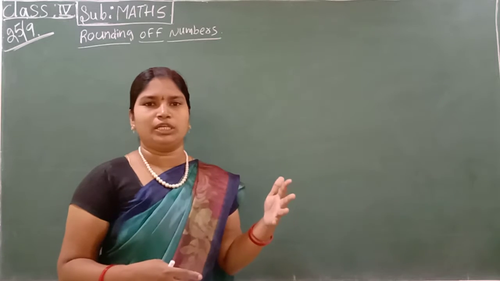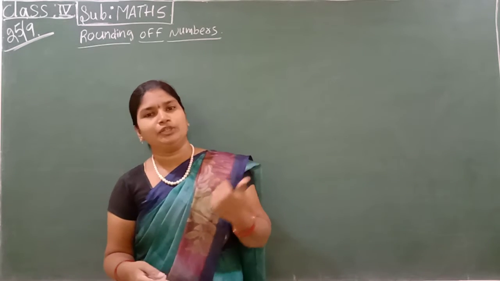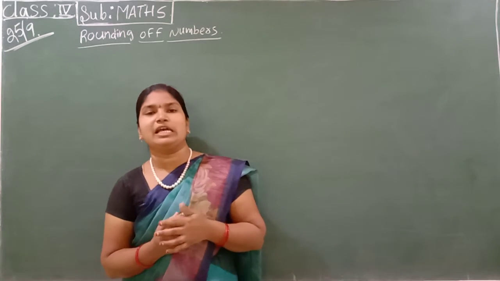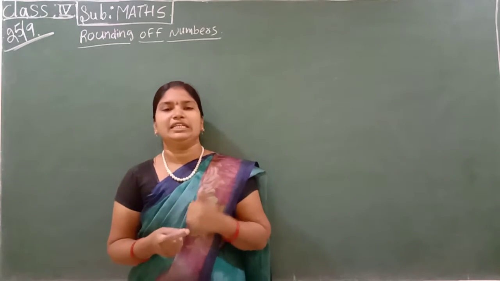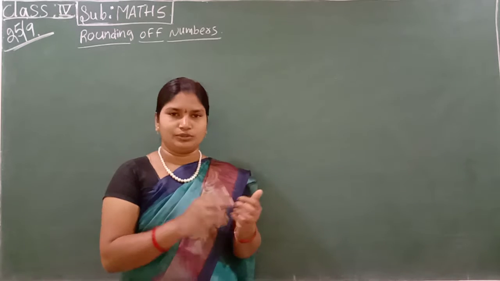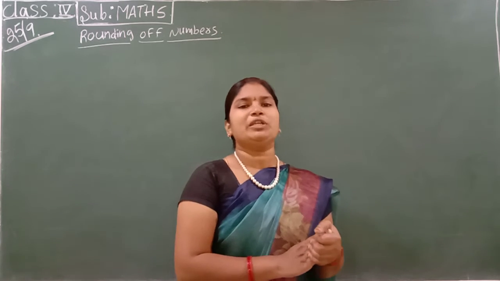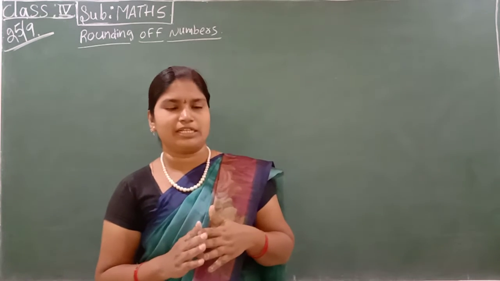For example, I have 58 rupees. I want the nearest value of 58, which is approximately equal to 60 rupees. Yes or no? 2 rupees less. I have 60 rupees. So, in this way we are using rounding of numbers.